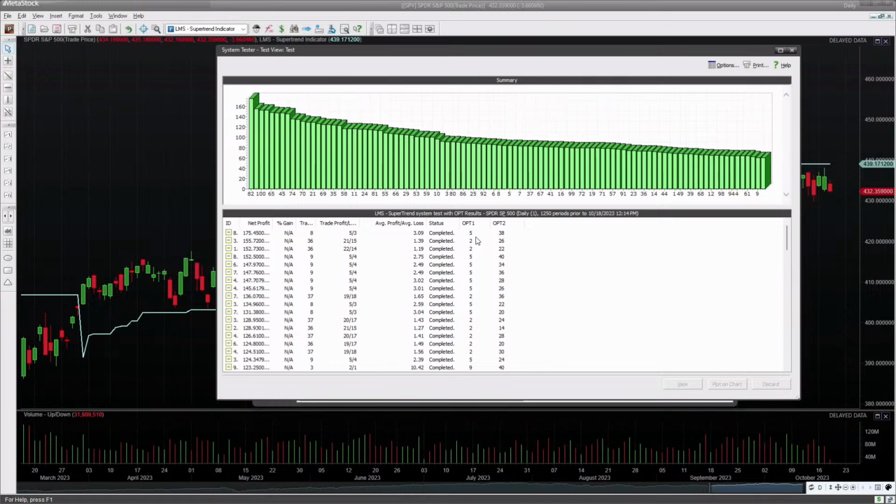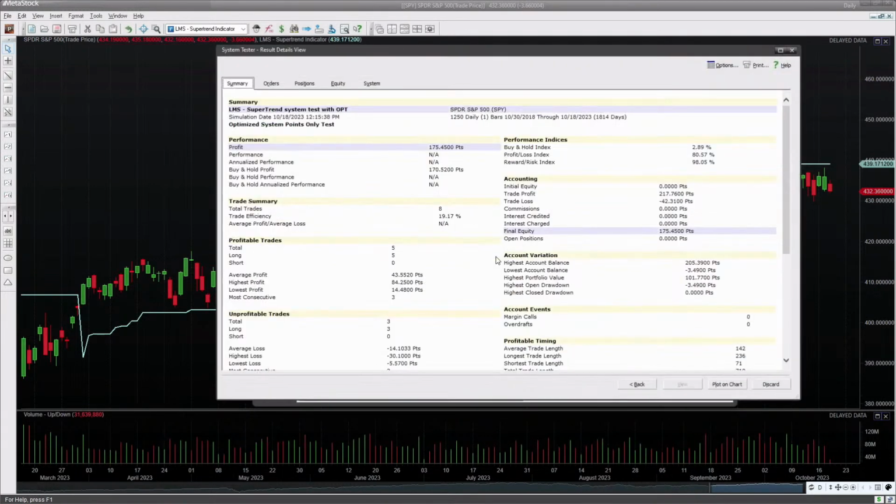So for example, if you would have used a multiplier of 5 and a length of the ATR of 38, this, again, like I say, over the last 5 years was the best combination. So let's go ahead and open it up. We'll go ahead and double click on it. And this will allow us to see the results behind the scenes there too, or give us more detail. So here you can see we ran it over the last 5 years.